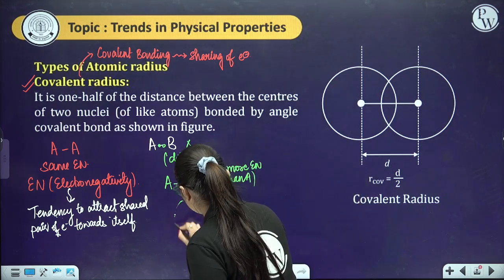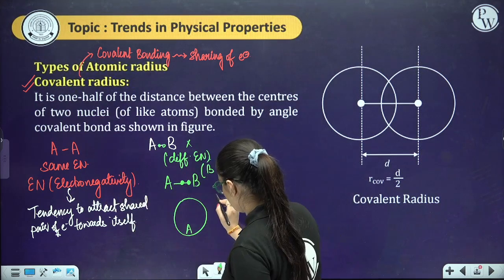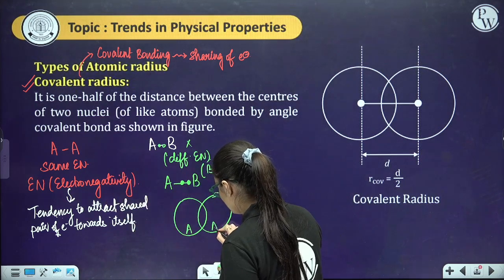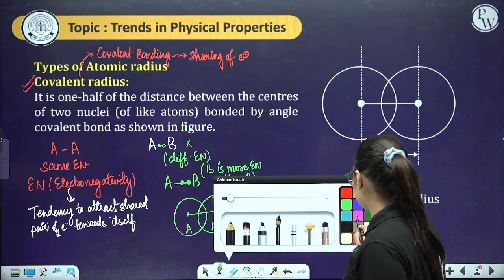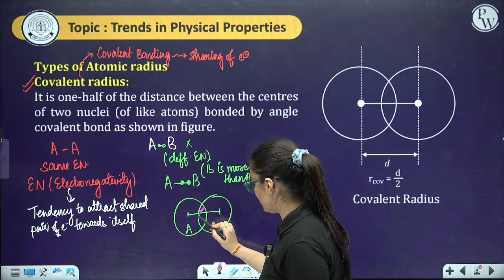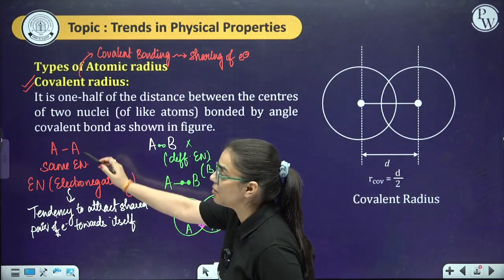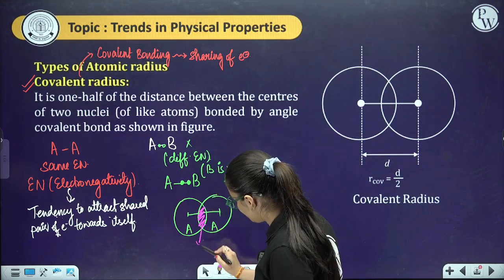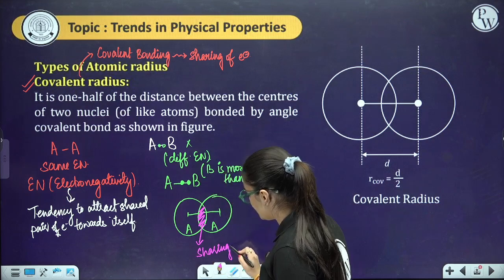Let us consider this is your A molecule, the same molecule. Let us consider the AA case. If the two A atoms are sharing electrons with each other, this is going to be the structure. They are sharing their part. They are sharing the bond, right? So this is sharing of electrons.